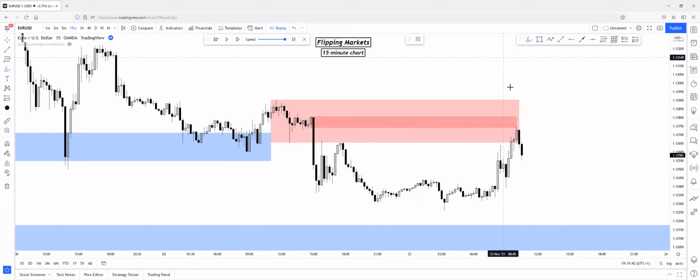Okay. So as you can see, price just tapped this zone, and after the tap of this zone, it immediately reversed and had a really strong reversal and inefficient push to the downside. Okay, so right now we are on the 15-minute chart.